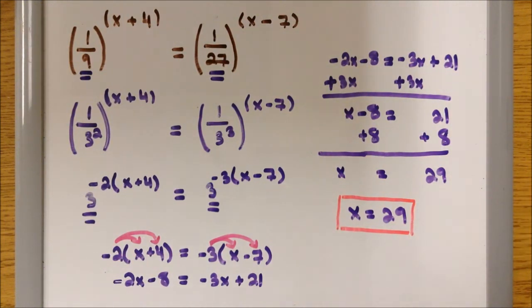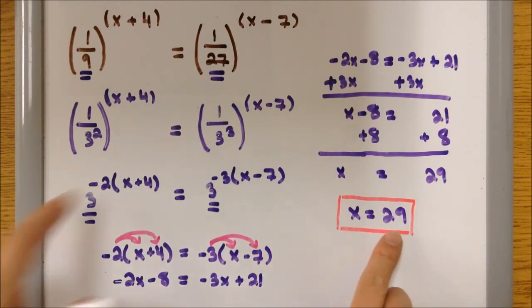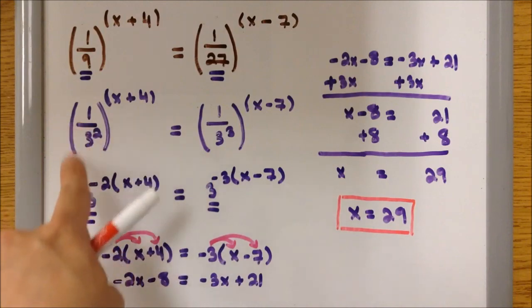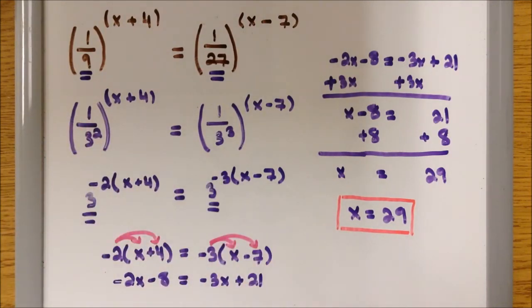And then if you want to check if that's true, all you have to do is plug 29 into both x's, and then work out the same as before, convert it into a small base, and see if it's the same on both sides.